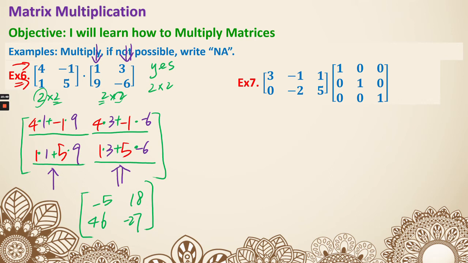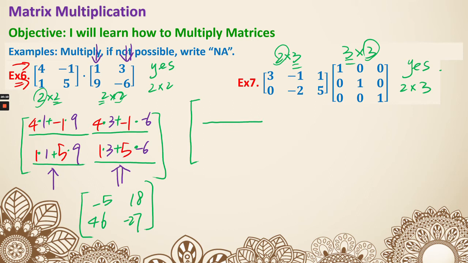That is example 6. Next, example 7. That is a 2 by 3 matrix. That's a 3 by 3 matrix. Inner numbers are 3, so you'll have 3 pairs of numbers inside each space. Let's be clear about that. Again, the inner numbers will tell you that you will have 3 pairs of numbers. Resultant is going to be a 2 by 3 matrix.